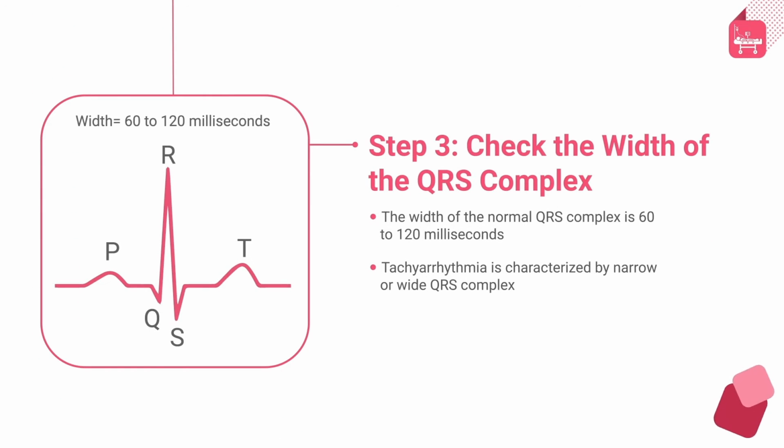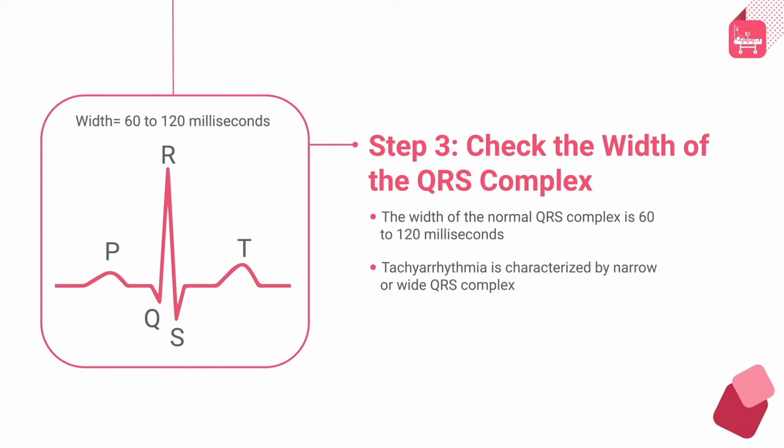Step 3. Check the width of the QRS complex. The width of the normal QRS complex is 60 to 120 milliseconds. Tachyarrhythmia is characterized by a narrow or wide QRS complex. A narrow QRS complex has a duration of 120 milliseconds or less, 3 small boxes.